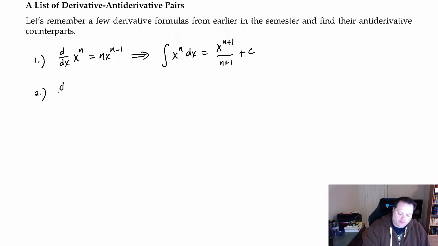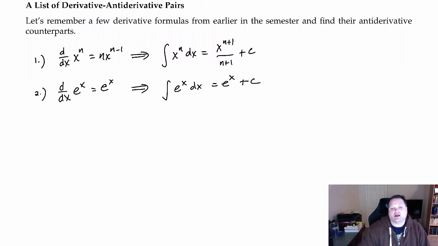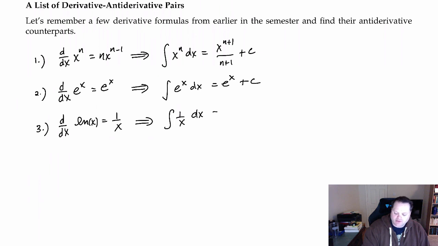Okay, what about the derivative of an exponential, e to the x? Well, we know that's e to the x. So if I was to reverse that, that would say that the antiderivative of e to the x is, well, just e to the x plus a constant. All right, what about natural log? We know that the derivative of natural log is 1 over x, so that should imply that the antiderivative of 1 over x is natural log.